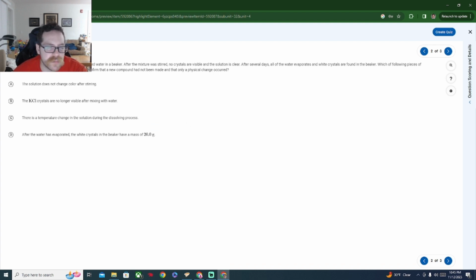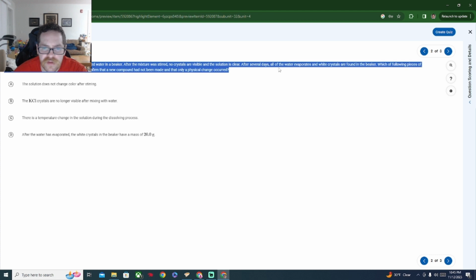Probably oxidation. A student mixes 20 grams of white calcium chloride with distilled water in a beaker. It was stirred until nothing was visible. After several days, all the water evaporates and white crystals are found in the beaker. Which of the following pieces confirm that a new compound has not been made?